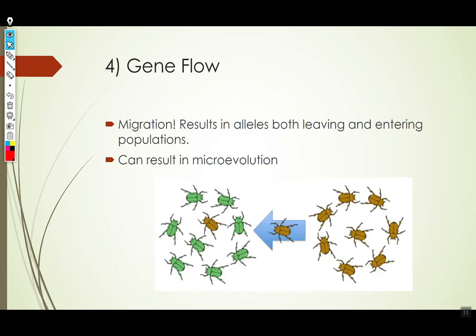Gene flow is another possibility. So sometimes there's two populations of individuals of the same species, and maybe... Okay, so here we have an organism with a short generation time, so it's easy to observe microevolution in them, if it occurs. However, let's say that these bugs are the same species.